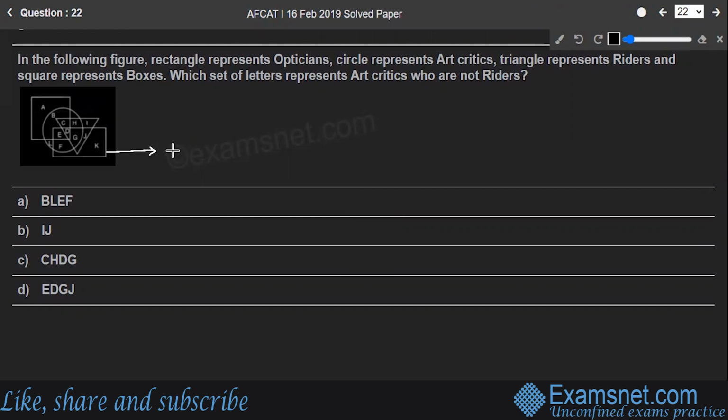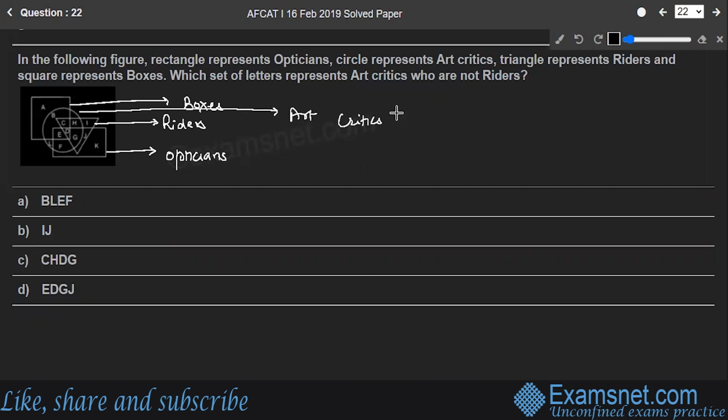So first thing, you have the rectangle represents opticians, triangles represent riders, squares represent boxes, and circle represents art critics. These are the things which they are representing. What we are asked in the question is, which set of letters represents art critics who are not writers? So that means circle represents art critics and triangles represent writers. So from the circles, you have to subtract the triangles, basically that.